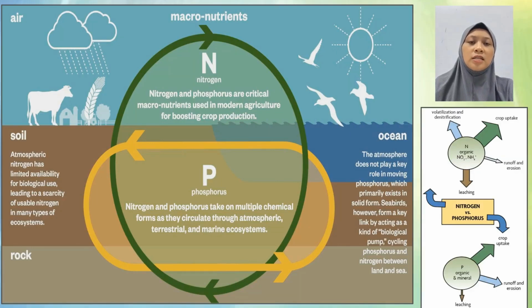To better understand its importance, we can use a visual diagram of DNA structure and ATP to show how phosphorus is involved in genetic information and energy transfer within cells. Now I will hand over to my group members to continue with the next part of the presentation.